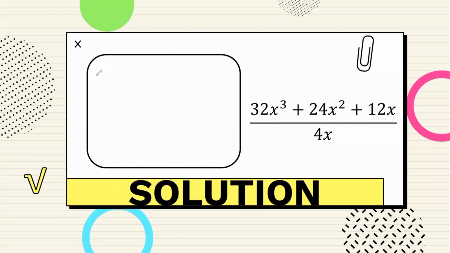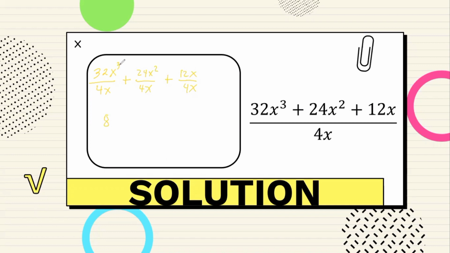Okay, paghiwa-hiwalayin natin siya. So we have 32x cubed divided by 4x and then carry the operation plus 24x squared over 4x plus 12x over 4x. Okay, so ganyan lang po ang pagdi-divide. Then, we divide the numerical coefficients of each term of the given polynomial. 32 divided by 4, we have 8. And then apply now the laws of exponent under the quotient rule.